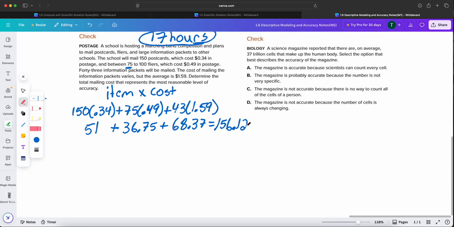So then we're going to do the same thing, but now we're going to do it with 100 flyers to see what the difference between the two is, because we're trying to find the most appropriate rounding situation. So everything else we can just copy down because it stays the same.